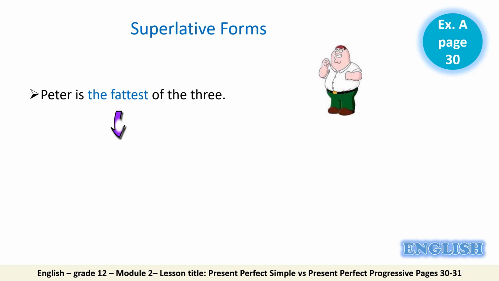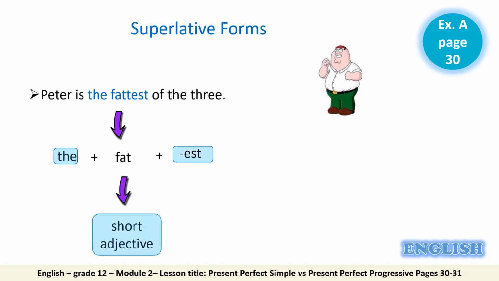Can anyone infer the superlative form used in this sentence? Excellent! The plus fat, which is a short adjective, plus est. And this is how we form the superlative for short adjectives. It should not go unnoticed that the t in fat is doubled. Can you cite any similar examples?